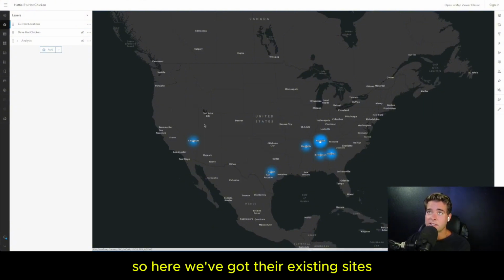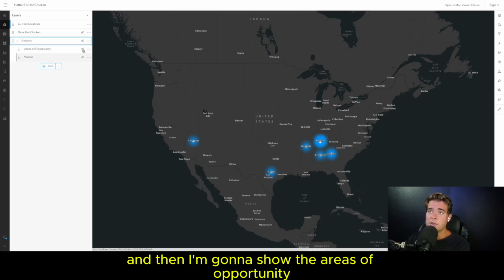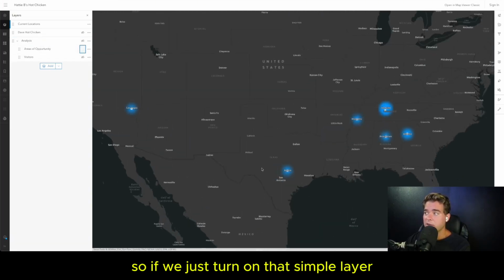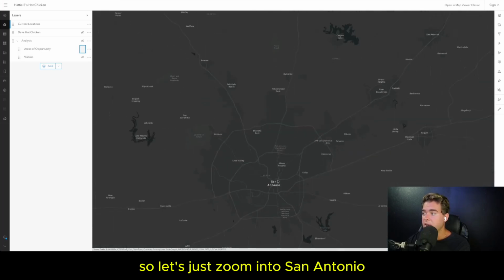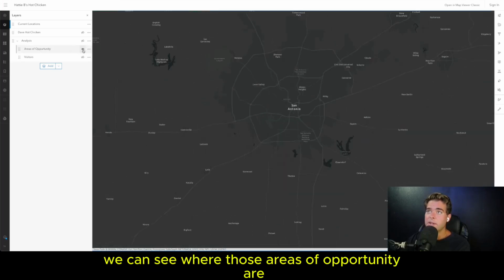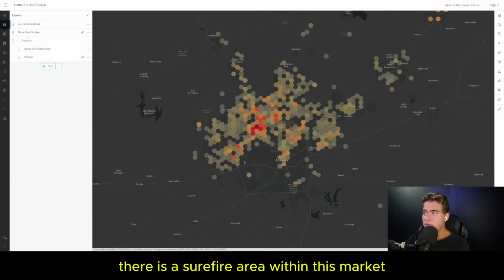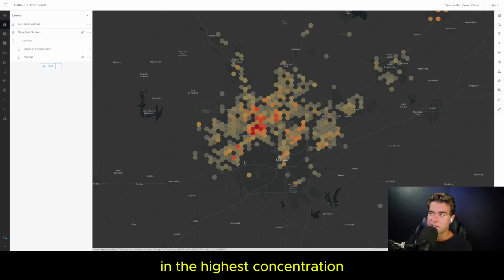So here we've got their existing sites. I'm going to go to our analysis layer, and then I'm going to show the areas of opportunity. If we just turn on that simple layer, we're going to start figuring out where their core customers are throughout the United States in certain markets. So let's just zoom into San Antonio. Once we're in San Antonio, we can see where those areas of opportunity are. There is a surefire area within this market where they can find their existing customers in the highest concentration.